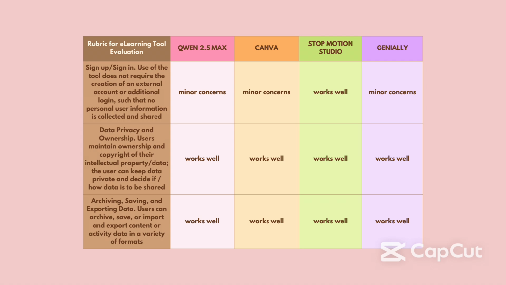Stop motion is the most privacy-friendly, as it works completely offline, requires no sign-in, and the projects aren't collected unless the user chooses to export them. All tools ensure that students' work stays safe and under their control, while supporting creativity and learning.